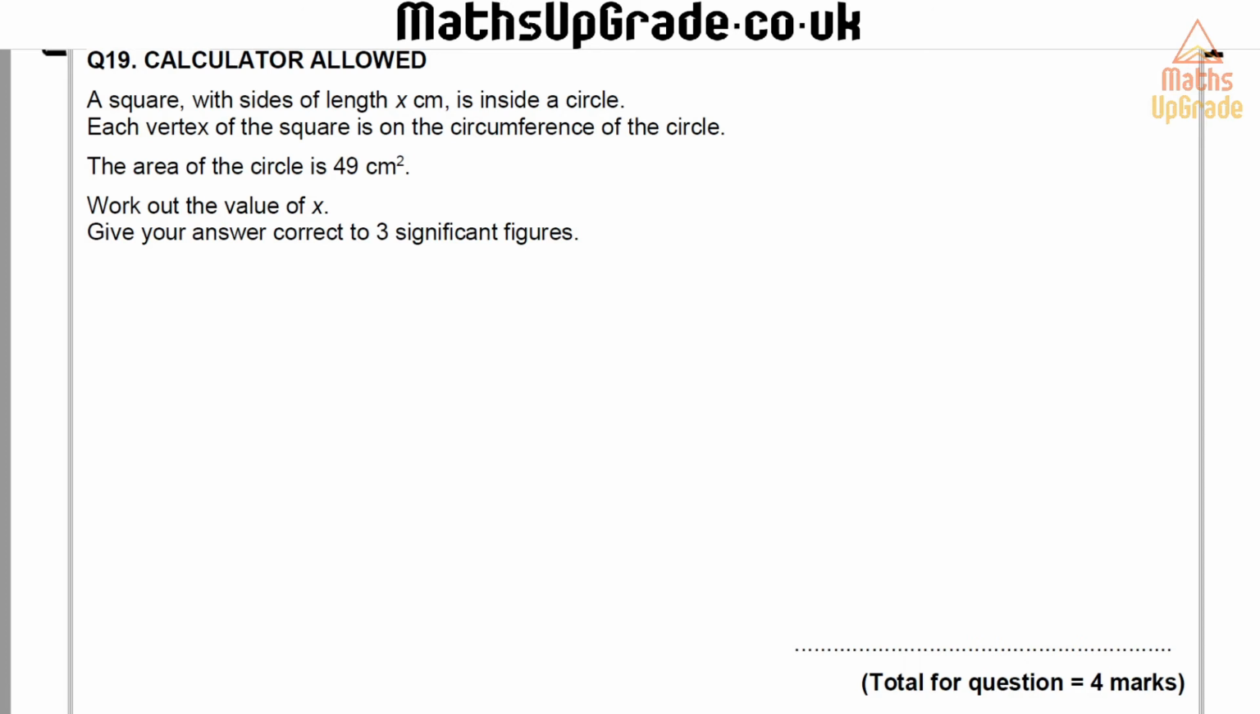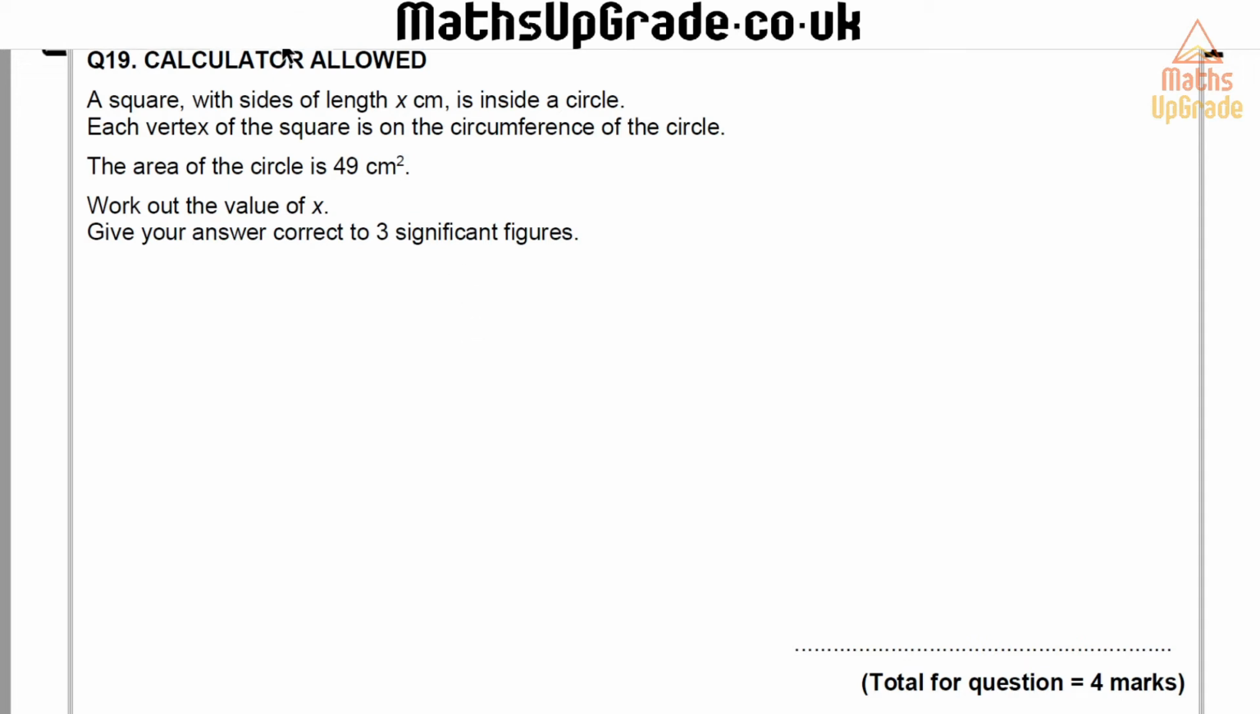Okay, question 19. This is a 4-mark question, and it involves not only the area of a circle but also Pythagoras. I'm told that a square with sides of length x is inside a circle. Each corner of the square is on the circumference of the circle, and the area of the circle is given as 49. Work out the length of each side of that square, so work out the value of x to 3 significant figures.